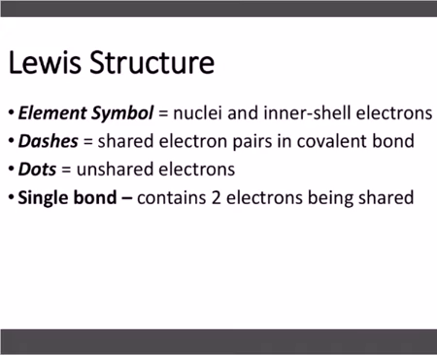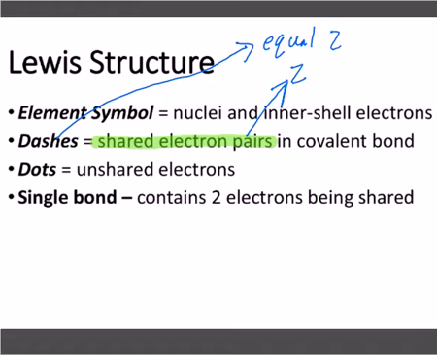All right, element symbol, guys, we know that represents the nuclei and the inner shell electrons. Dashes, they represent a shared electron pair. Pair means how many? 2. Keep that in mind, guys. 2. So each dash equals only 2 electrons.